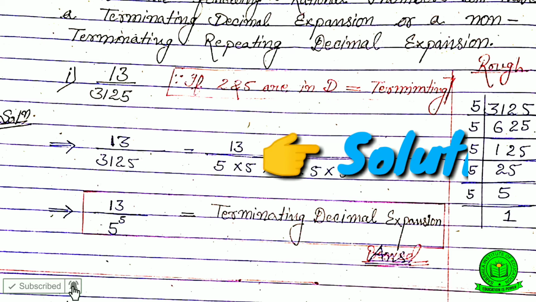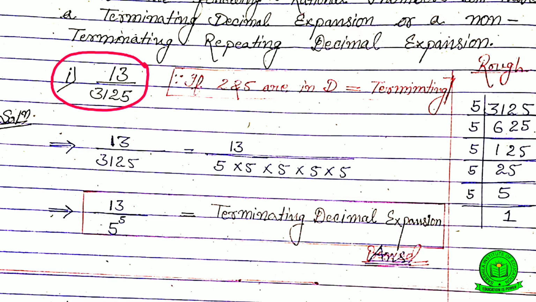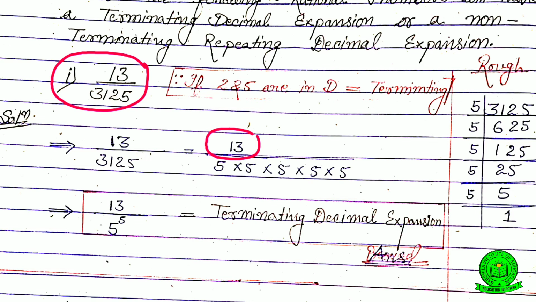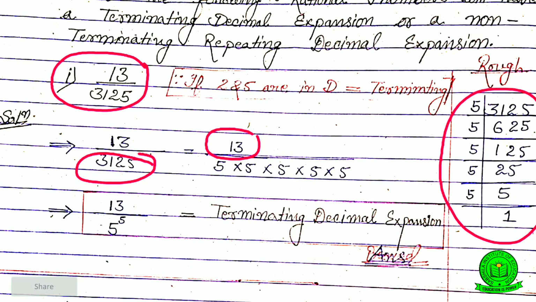See question number 1, that is 13 by 3125. 13 is a prime number, so we are not able to find the prime factorization of 13; 13 is written as 13. We have to find the prime factorization of 3125. If we find it, we will get 5 into 5 into 5 into 5 into 5, that is 13 by 5 to the power 5.